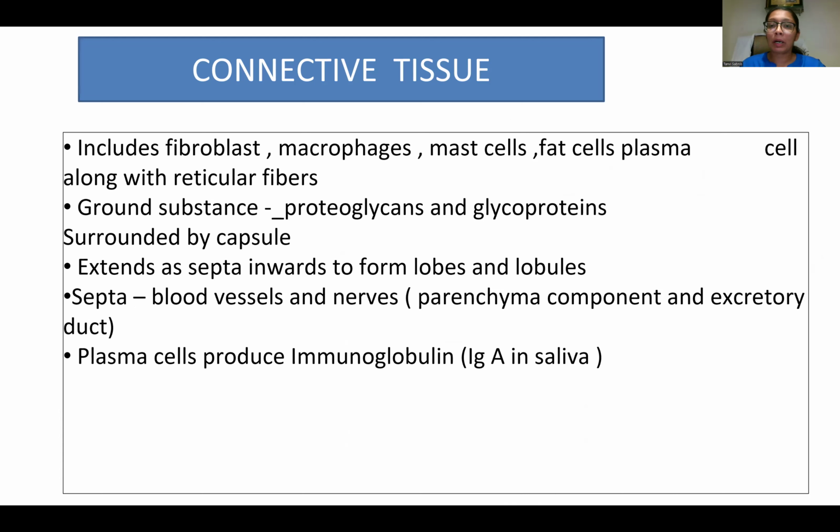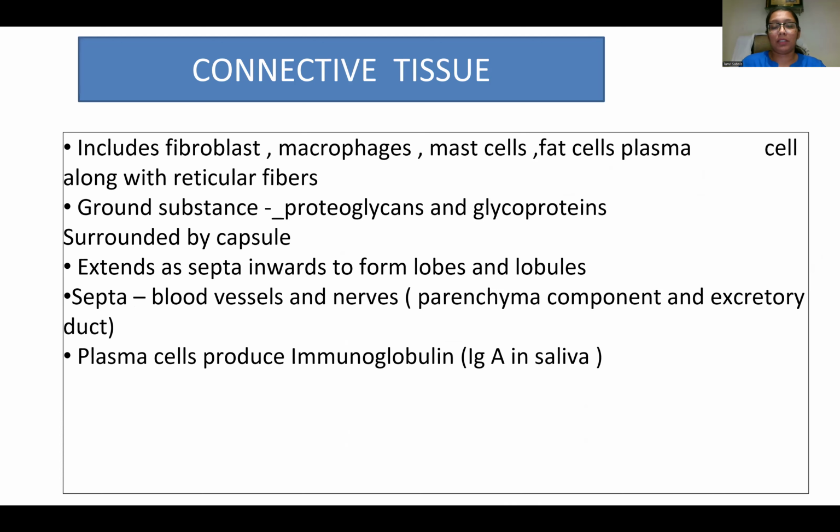So that was all about the parenchymal component or the epithelial component. Now we have to study about the connective tissue component. The connective tissue component or the stromal component basically comprises of the different types of cells such as the fibroblasts, macrophages, mast cells, fat cells, plasma cells. And the fibers, the reticular fibers are also going to be present, which are collagen bound.